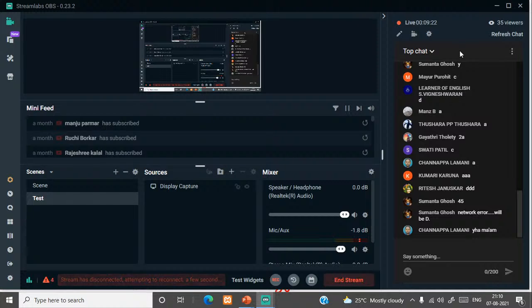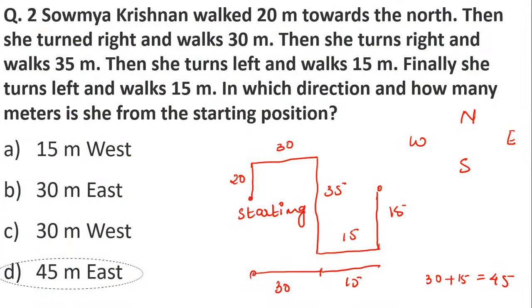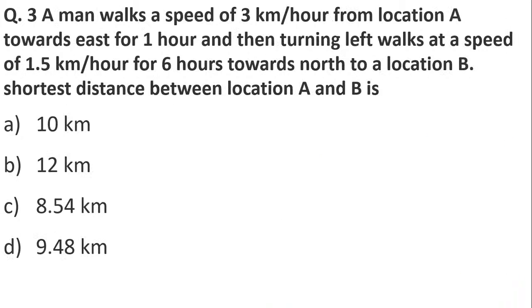Okay, students. So D is the right answer. Shall we move on to the next question? Okay, question number 3. Let me know, students.